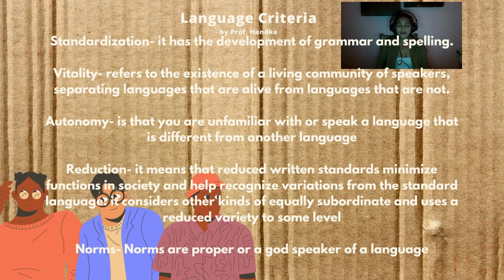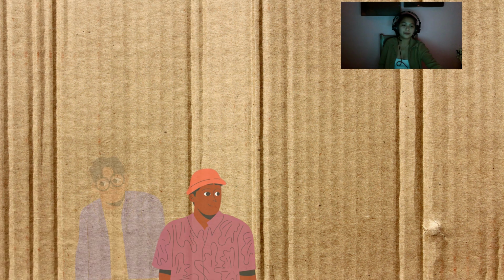And autonomy means that you are unfamiliar with or speak a language that is different from another language. Reduction means that reduced written standards minimize function in society and help recognize variation from the standard language. It considers other languages equally subordinate and uses a reduced variety to some level. Norms means that they are a proper or good speaker of a language.